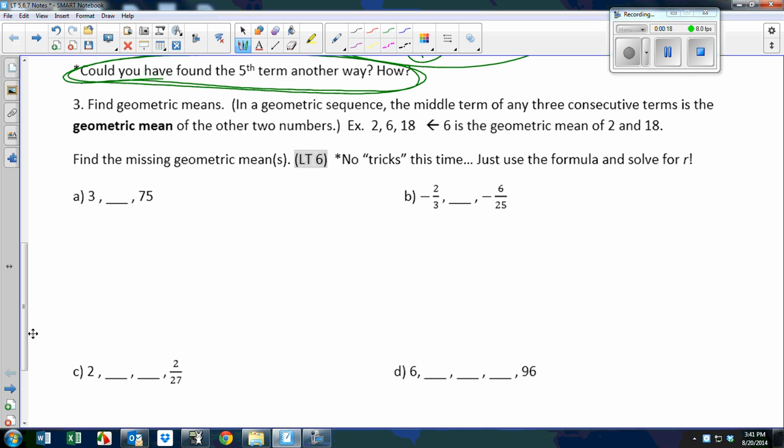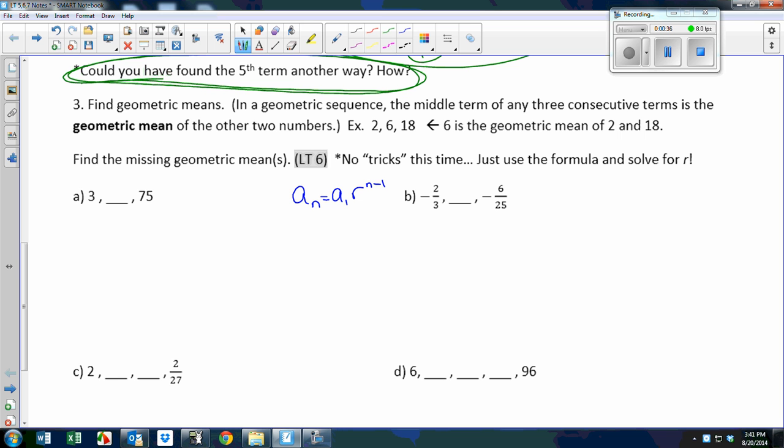But we had a trick, if you will, to find arithmetic means, but for this target, it's best if we just don't even attempt to find a quicker way. Let's just try to use the formula a sub n equals a sub 1 times r to the n minus 1 to find the geometric means.